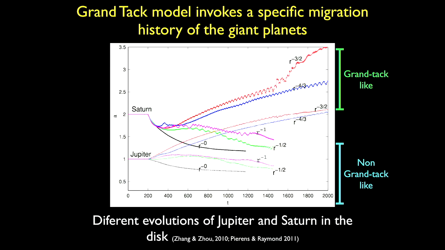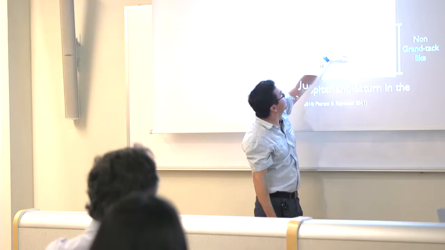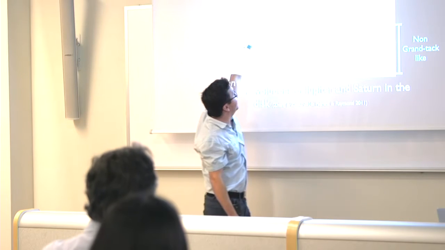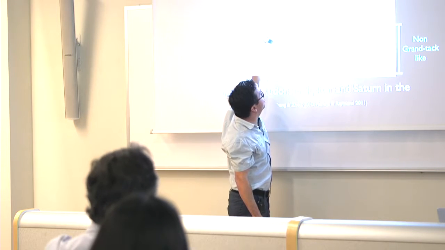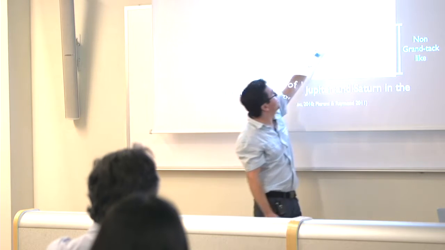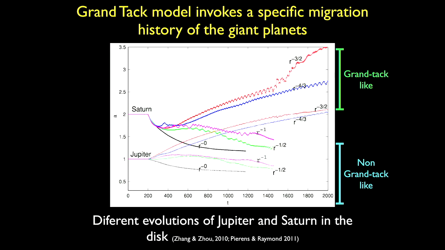the migration is not that fast anymore, so we don't get so far from the inner regions of the disk. For more shallow disks, there is no outward migration. We compare the pink colors here. So for R to the minus 1, rather than migrating outwards, both planets migrate inwards. So we could have all these types of migration for Jupiter and Saturn in the disk, and the Grand Tack is just one of the possible ones.